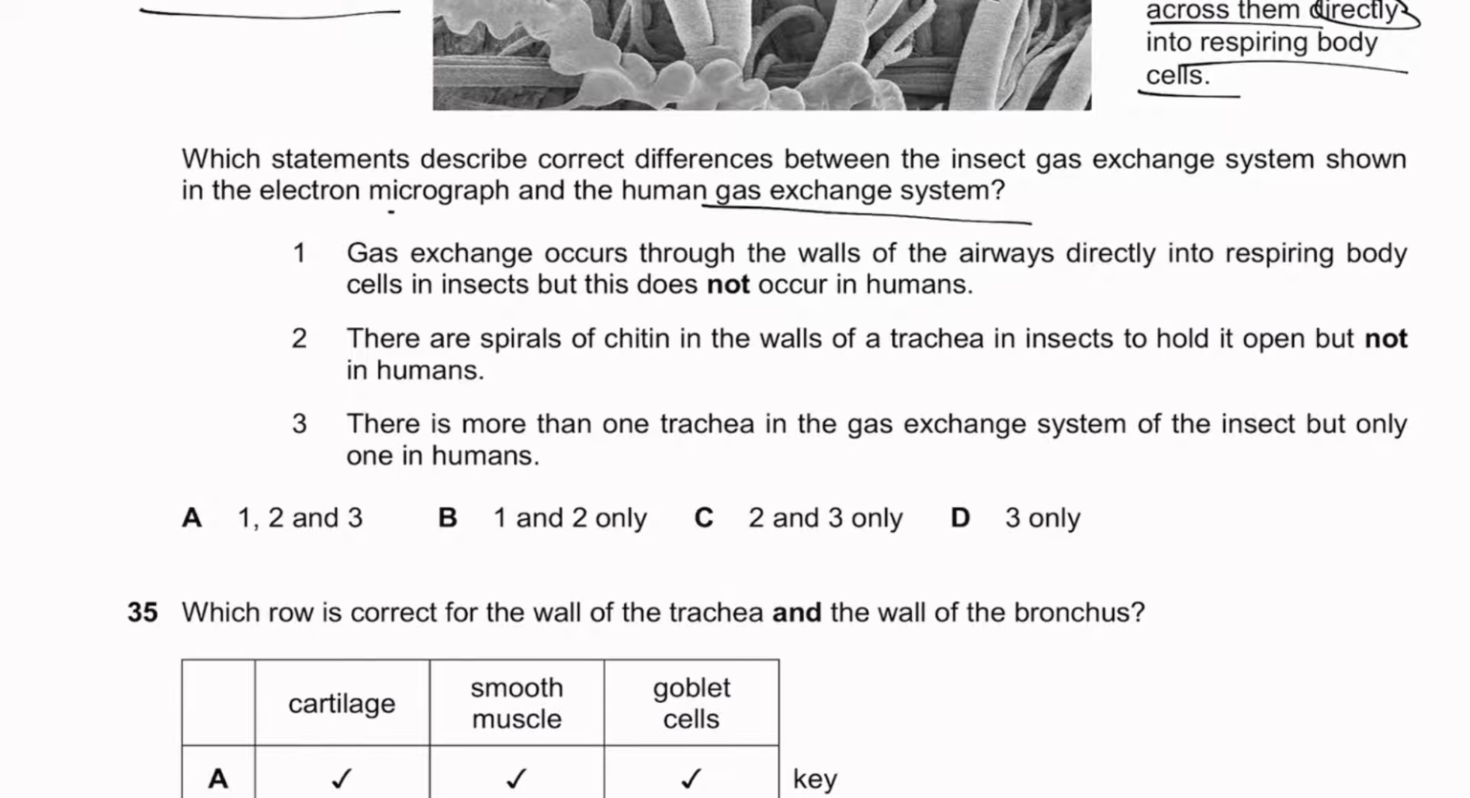Which statement describes correct differences between the insect gas exchange system shown in the electron micrograph and the human gas exchange system? Okay, gas exchange occurs through the walls of the airways directly into the respiring body cells in insects, but that does not happen in humans. It is true, and exchange for us is going to require a transport system. So at the lungs there's going to be exchange of CO2 and oxygen.